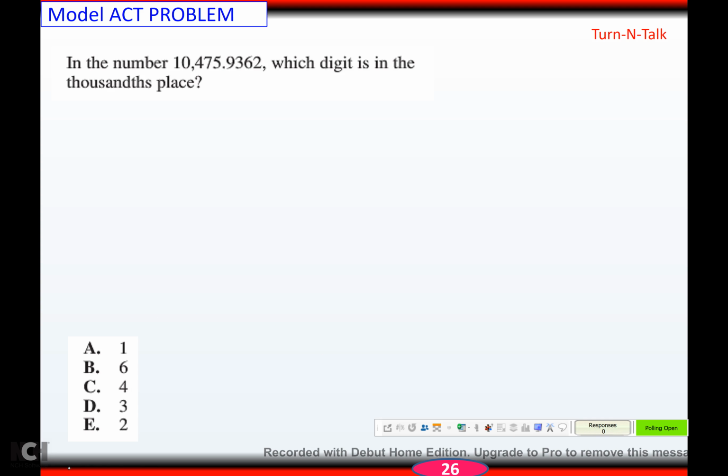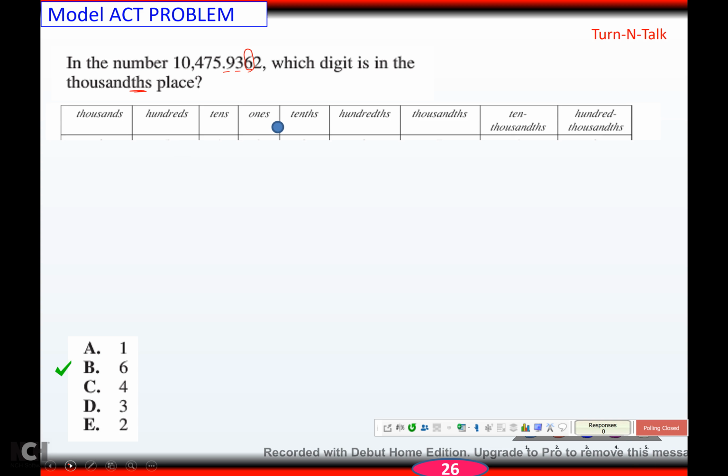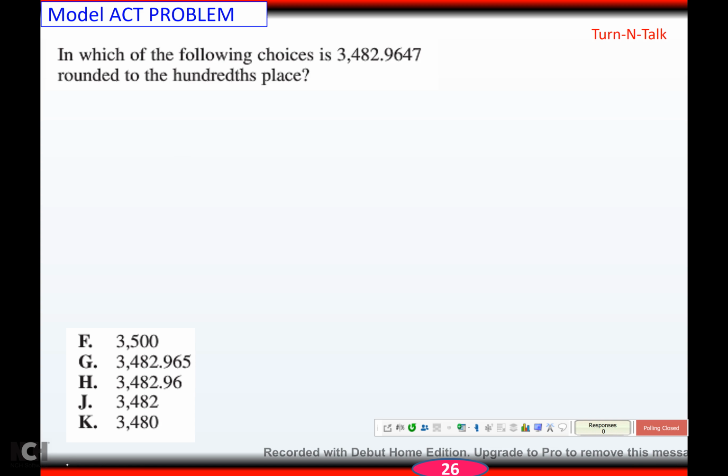Okay, try this one. Hit pause, come back when you're ready. And hopefully you got 6. They want the thousandths place. Tenths, hundredths, thousandths would be the 6. Okay, try this one. Hit pause, come back when you're ready.